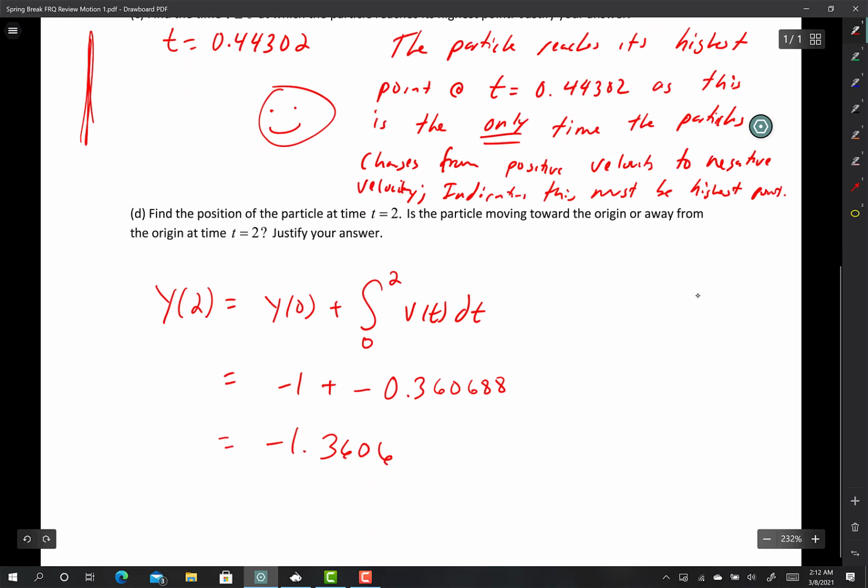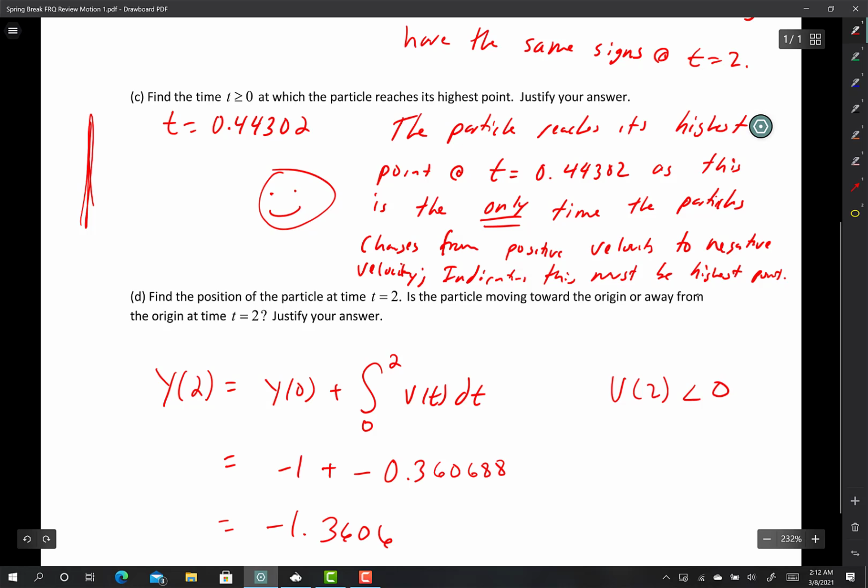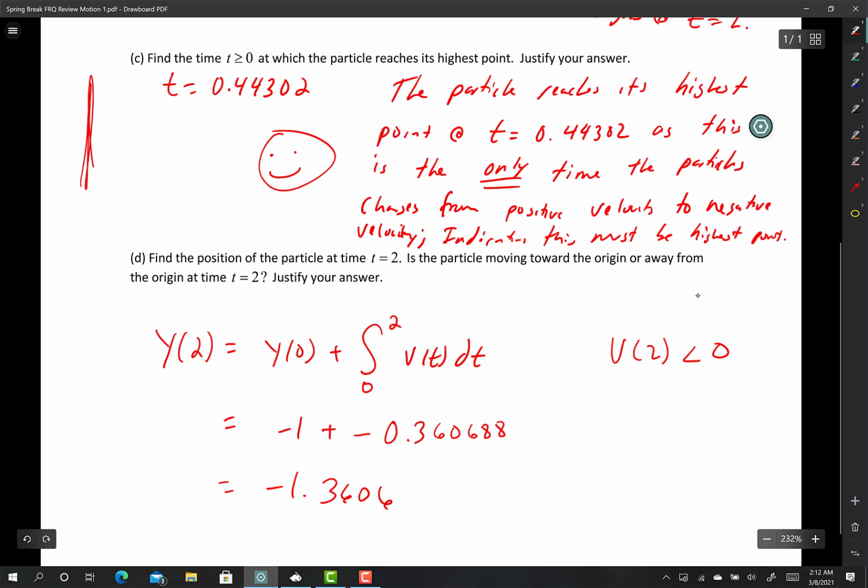Now they want to know if it's moving towards the origin or away from the origin. Now, I believe I remember what my velocity was at 2. My velocity at 2 was negative. So since my velocity is negative and my position is negative, so think about it, you're moving either up or down. So I'm going to say this is 0 right here. So if you are down here at negative 1.3606 and the velocity is negative, meaning you're going down, you must be moving away from the origin.